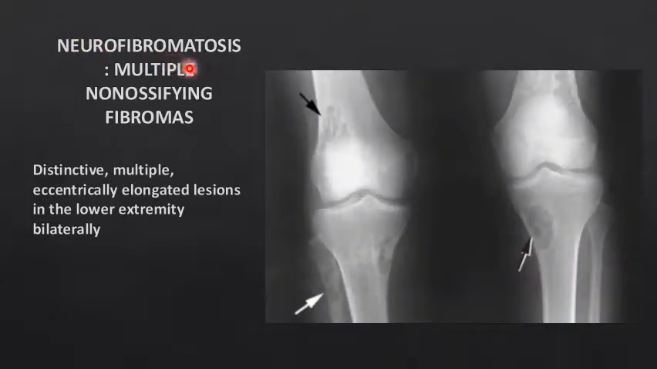Neurofibromatosis is also associated with multiple non-ossifying fibromas. Here we can see multiple well-demarcated radiolucent lesions, eccentrically located in the metaphyseal regions of the distal femur, proximal tibia, and proximal fibula. These lesions have a well-defined margin of sclerosis surrounding them, suggestive of benign etiology, and there's a narrow zone of transition. Multiple non-ossifying fibromas are a classical appearance of neurofibromatosis.